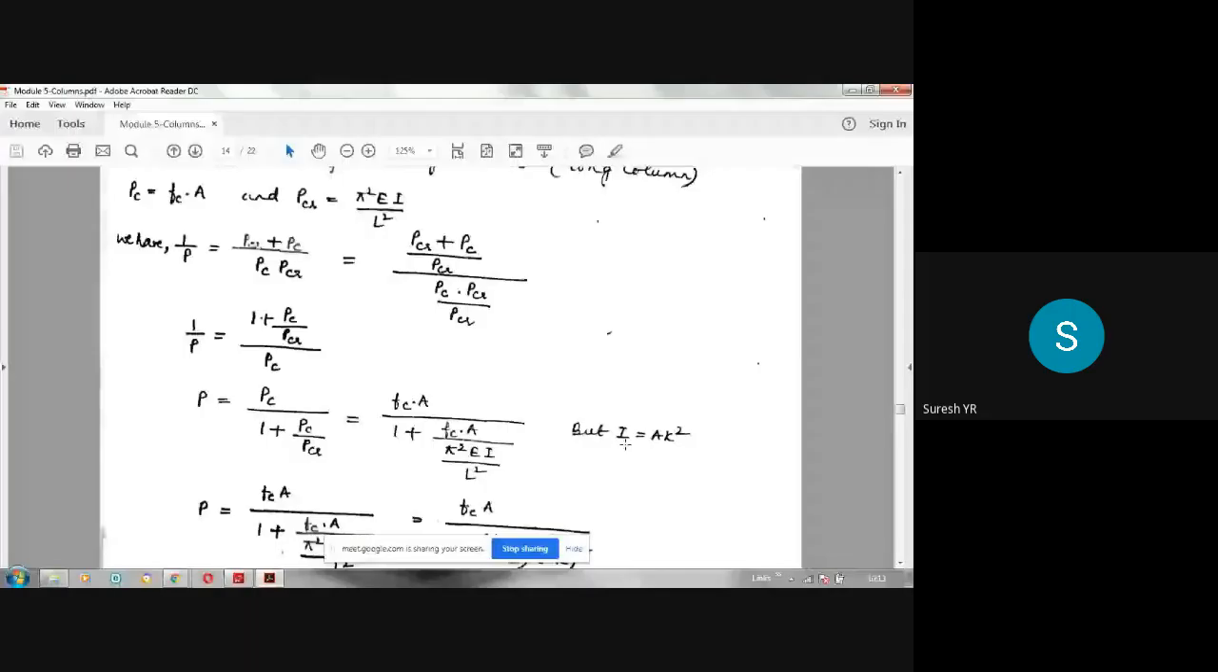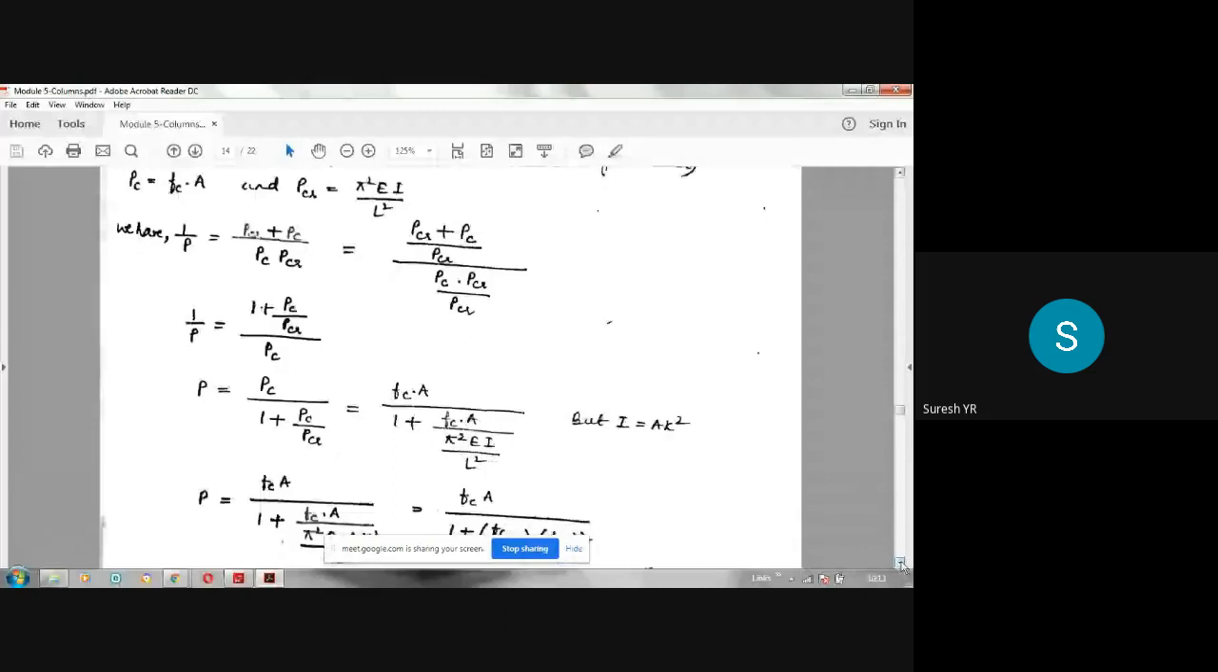Now, as I already told, I is equal to A into K square. Moment of inertia is equal to area of the column multiplied by K square. So P is equal to FC into A divided by 1 plus FC into A divided by pi square E, into L by K, whole square. So this is another part.